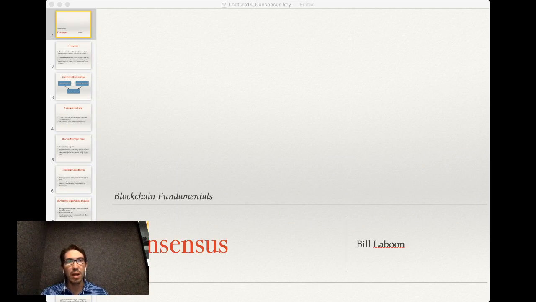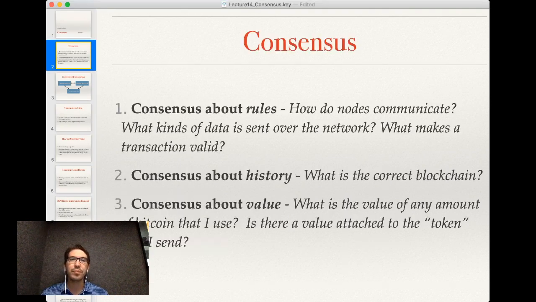So the first, and what most people think about when they think about consensus, is what are the rules of the blockchain? How do we all agree what is a valid transaction or a valid state transition in the blockchain? What kinds of data will be sent from one node to another? How do we find these nodes? How do they communicate? The general rules of the blockchain.